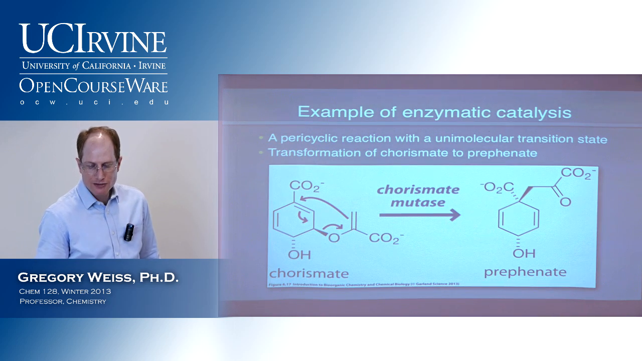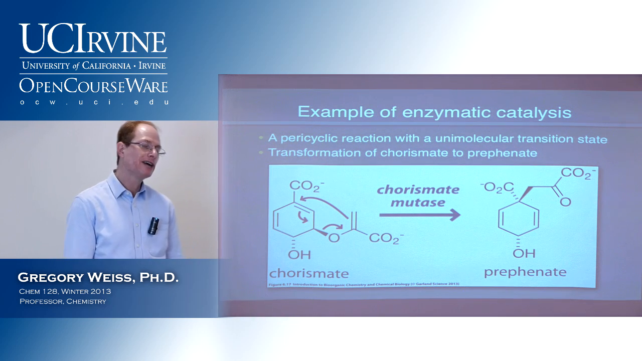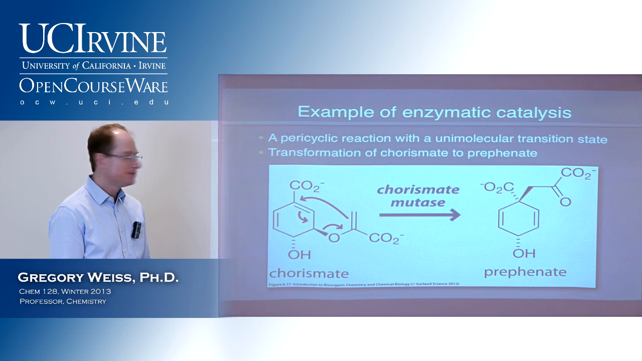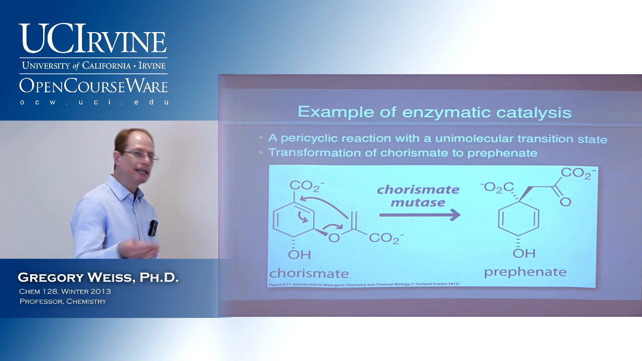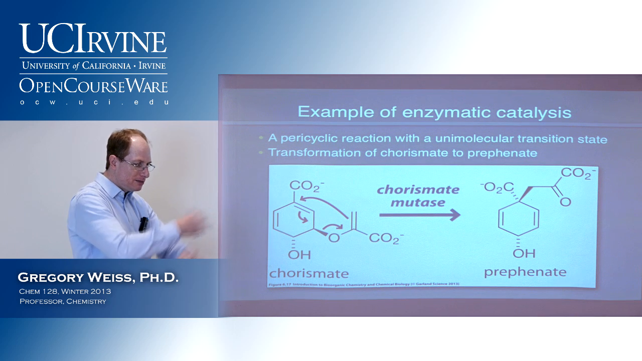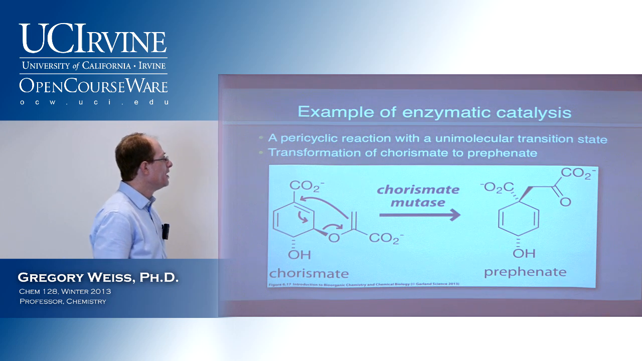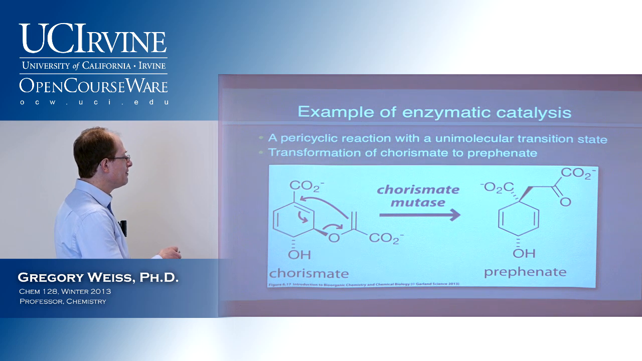Okay, let's take a look at an example. The example is first a unimolecular reaction. I realize this is kind of a hairy example, but bear with me, it's worth it. What's nice about this example is this reaction is a concerted reaction, meaning it goes smoothly in one fell swoop. There's one step in this reaction mechanism. This is a pericyclic reaction, and it involves the transformation of chorismate on the left to prephenate on the right. And again, the enzyme is called chorismate mutase.